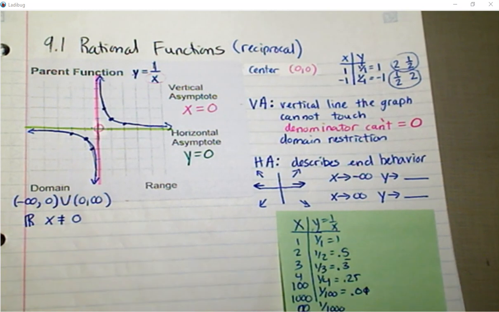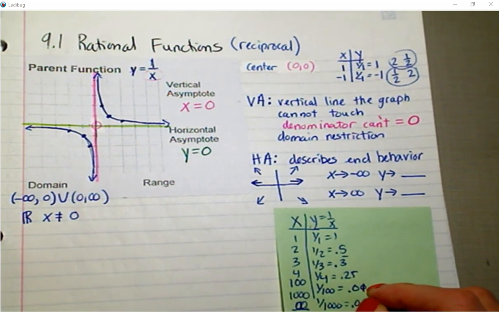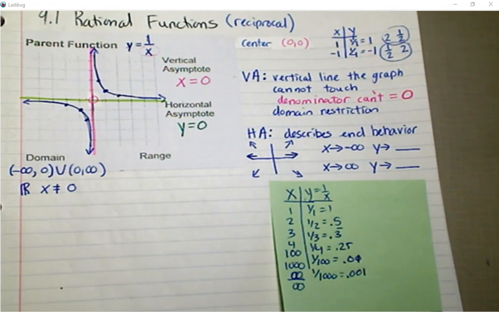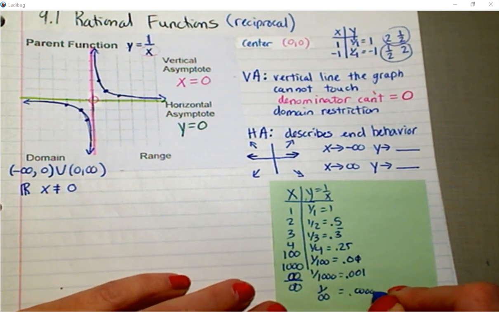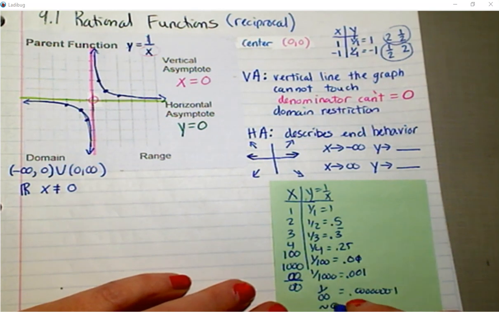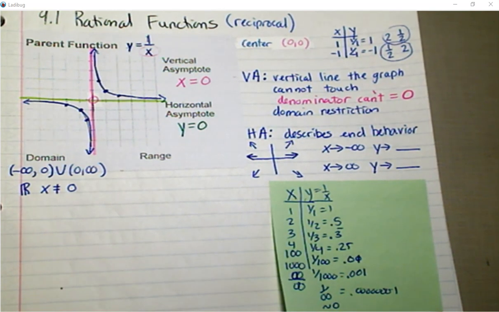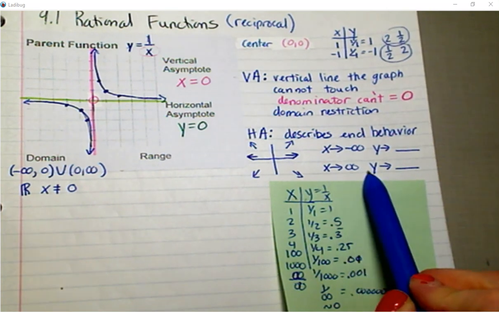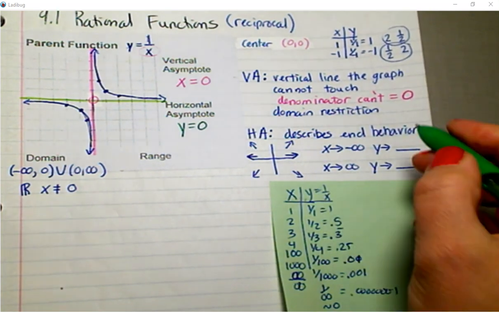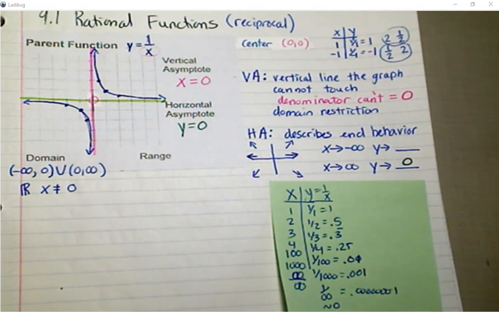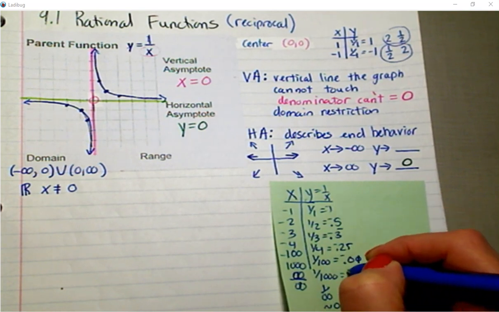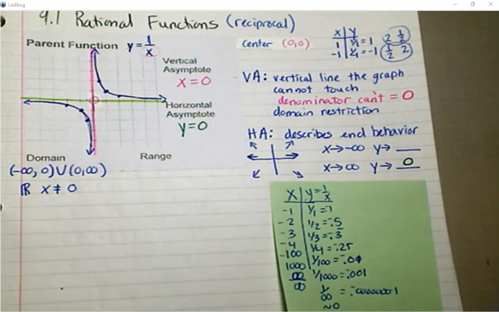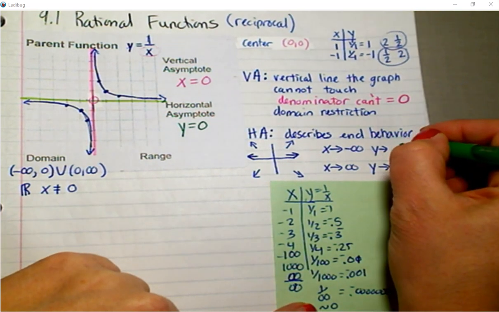1 over 1,000 is 0.001. But 1 over infinity is very, very small. It's almost 0. So when I plug in very, very large numbers for x, I actually get almost 0. So close, I say 0. Now, if I were to do this in the same negative sense, I would get the exact same answers, but they would be negative. But that's still almost 0.